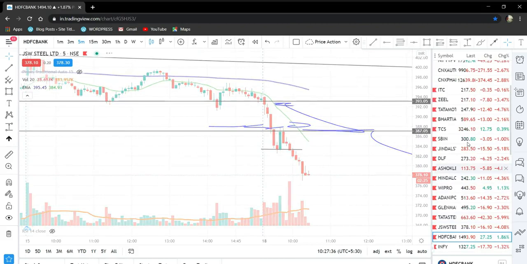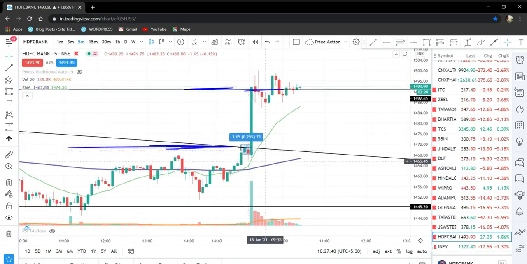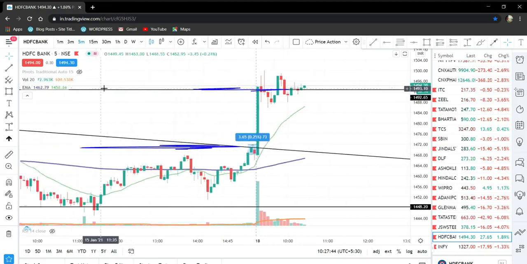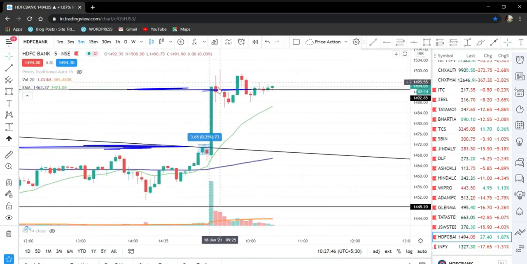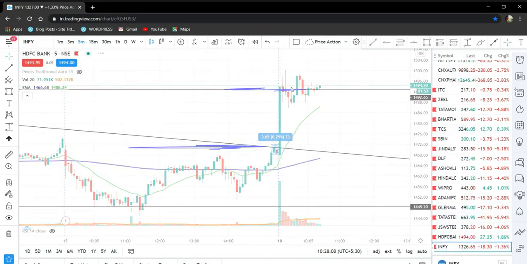So today has been a great day, and this was HDFC Bank. HDFC Bank has declared its results, and this was our resistance zone for HDFC Bank, and you can see that the stock is kind of struggling to go above this zone. So this would have been a profitable trade, and HDFC Bank is another great analysis.